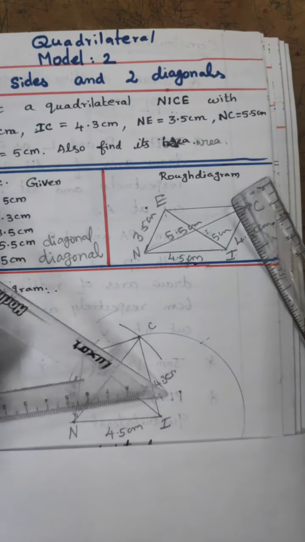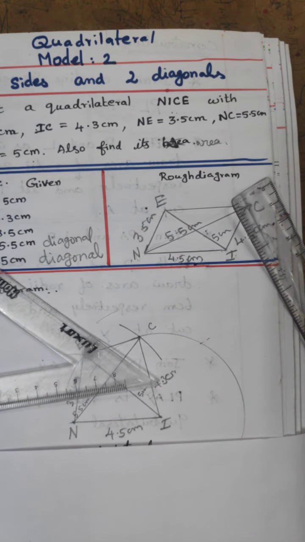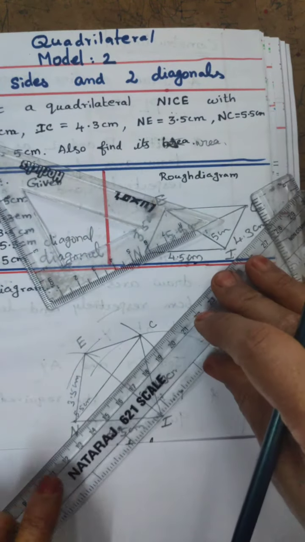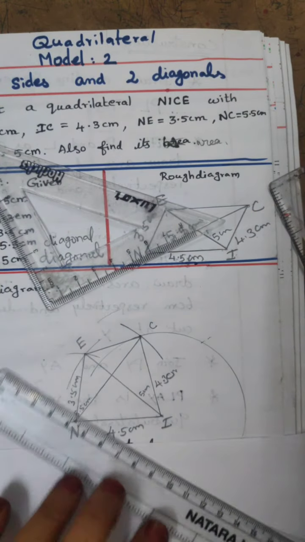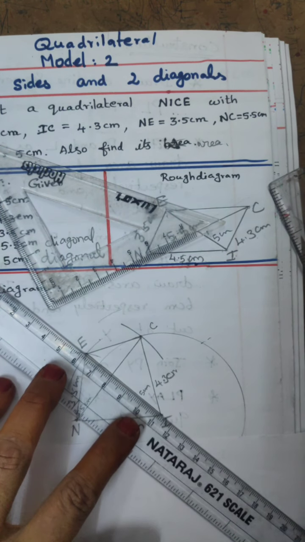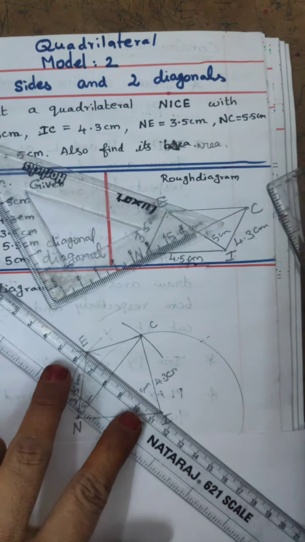Take the scale and set square. Keep the scale here, on the NC line or ES line, any line you can keep there. Okay, now I am keeping here. See, there is the scale, how I am keeping it. See, E and I point you want to come.